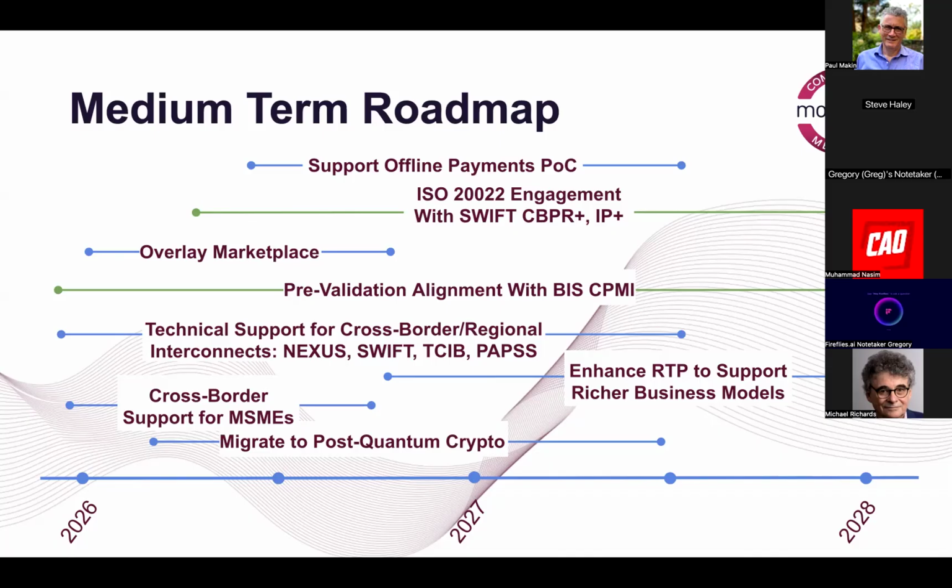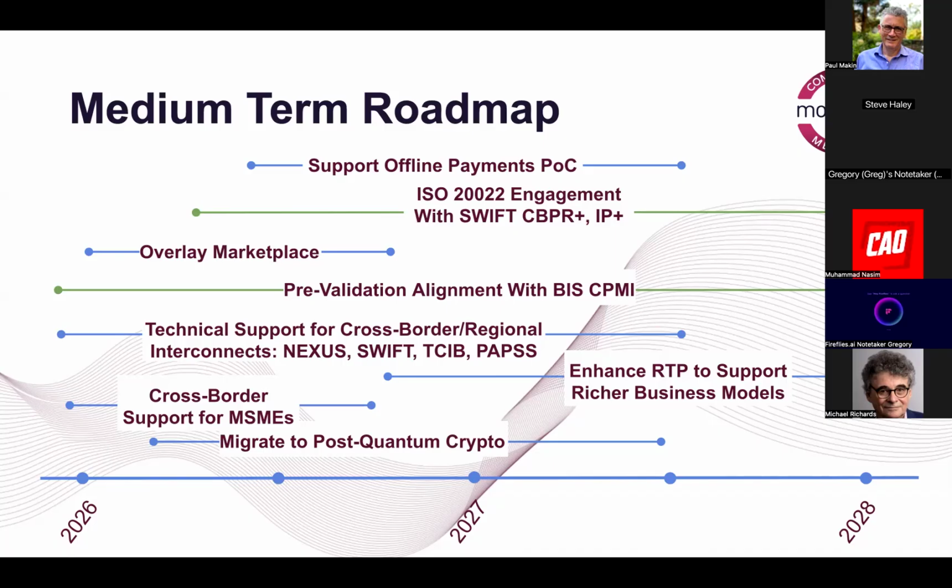Okay, sorry. Yes. No, the product as it stands right now is perfectly capable of connecting into Nexus and TCIB and PAPS. It's going to be a bespoke integration, but the core product is ready to go. Is there something that's a product roadmap, or is that a business roadmap?